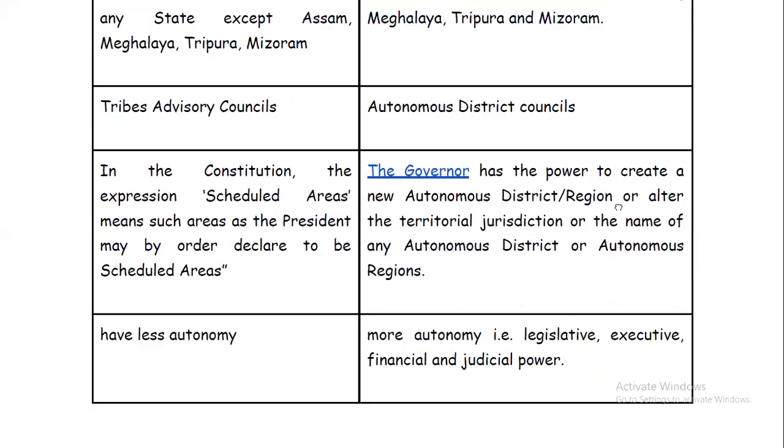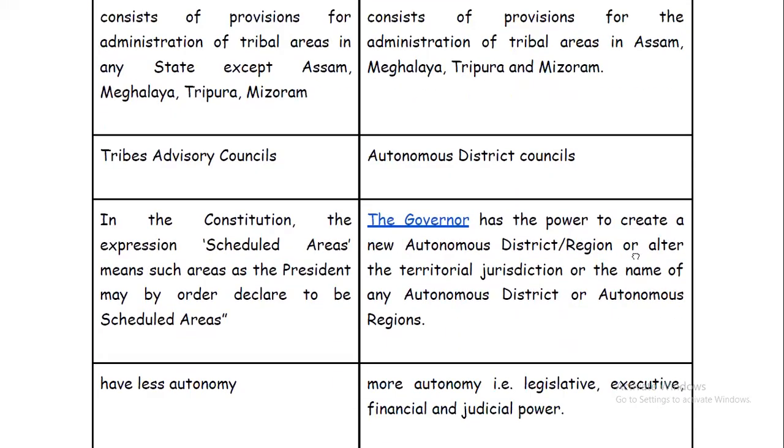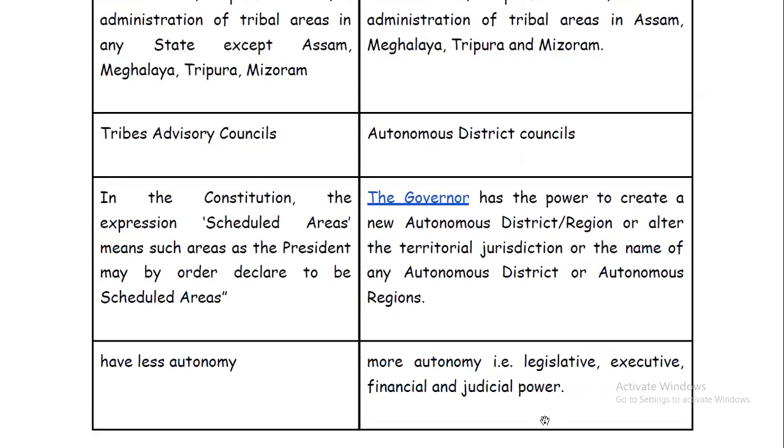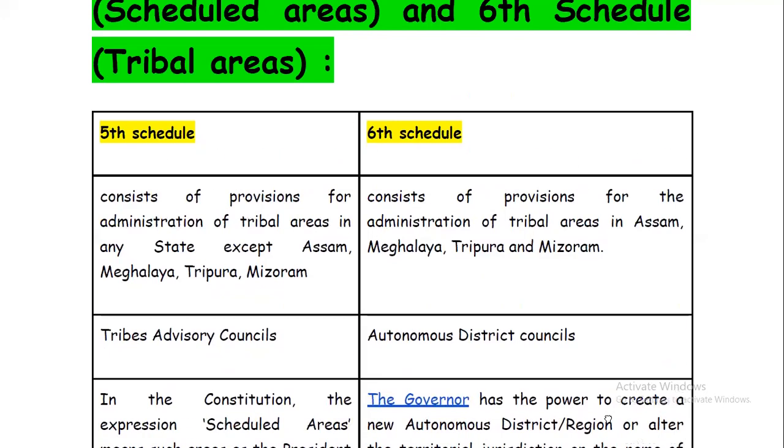Okay. But in case of fifth schedule, remember, they have less autonomy, but in the case of sixth schedule, they have more autonomy. That is legislative, executive, financial, and judicial power. Means more legislative, more executive, more financial, and more judicial power. So these are, in short, the differences between the fifth and sixth schedule.